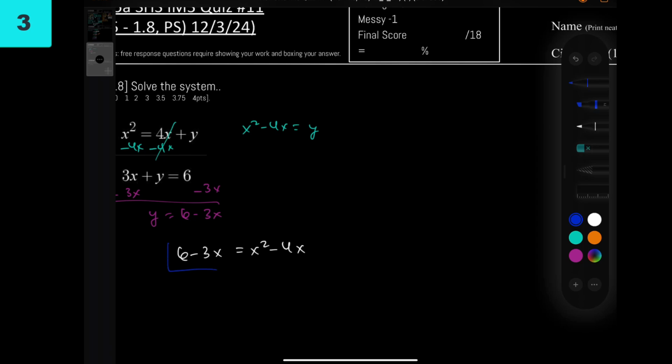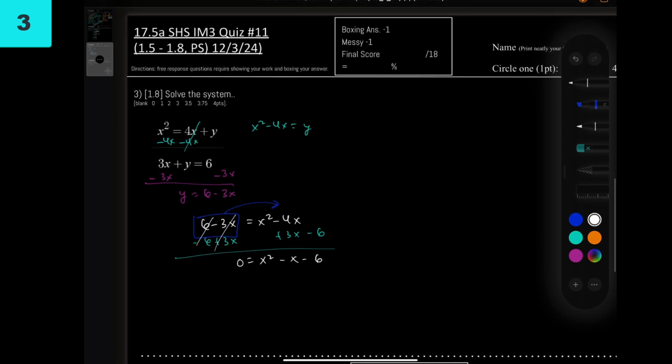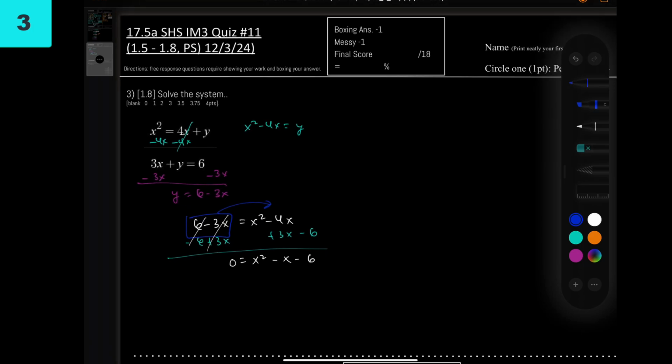I'm probably going to move this stuff to this side. Line them up by like terms. So that's 0, negative x minus 6. See if we can factor this. A times c is negative 6. Your b value is negative 1. My two numbers are 3 and 2.